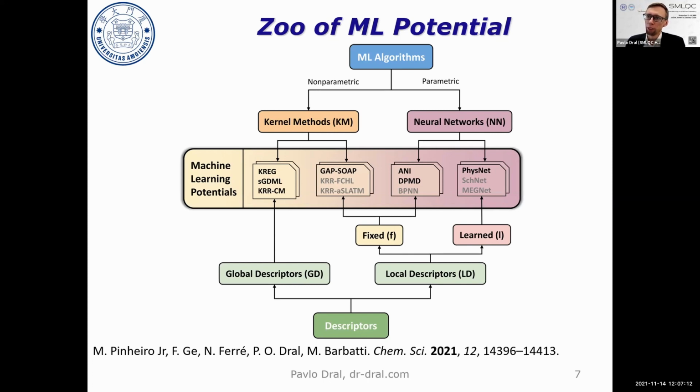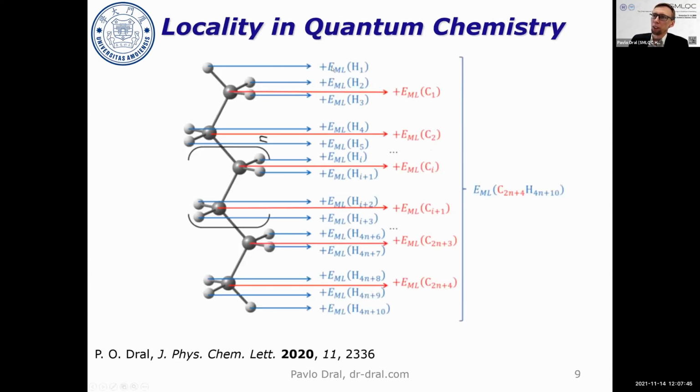But they all can be more or less divided into big classes, and one of them is kernel methods, the other neural networks. There are also linear methods not shown here, but these are the most popular. And so you can do that using global descriptors, so describing the whole molecule. We saw some talks about these. Very popular and very powerful approaches describe it with local descriptors, which allow you to decompose the energy, for example, into atomic contributions, and then you can sum up.